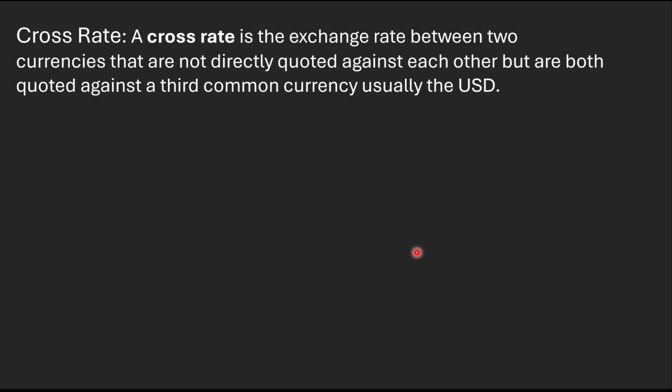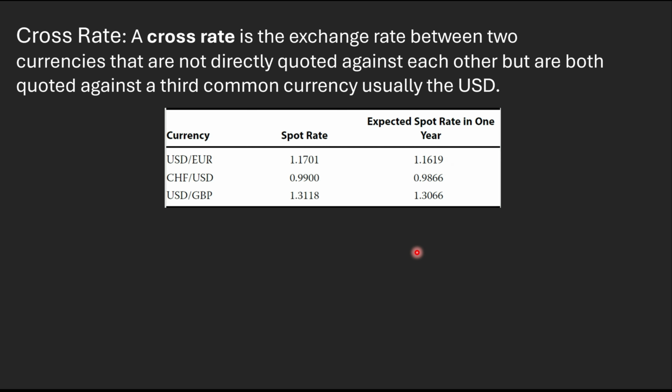So the cross rate is nothing but an exchange rate between two currencies that are not directly quoted against each other, but they're both quoted against a third common currency, usually USD or euro, etc. So here we have an example from the CFA curriculum.